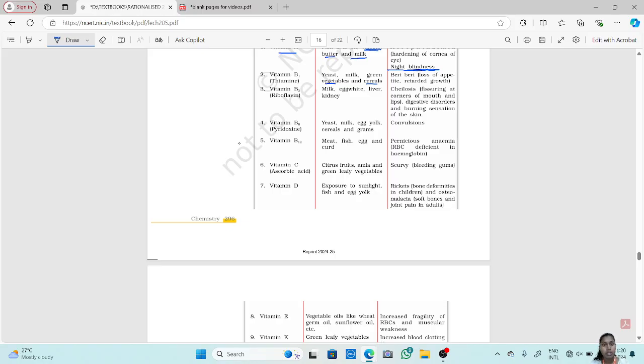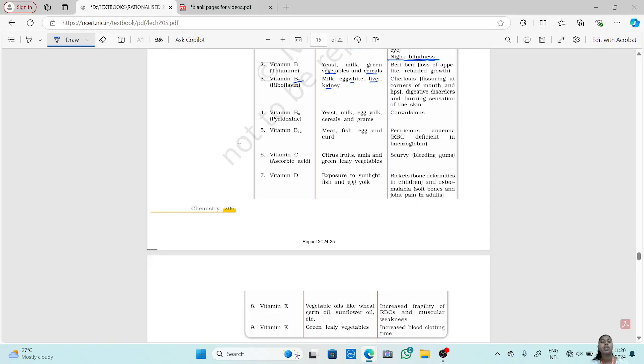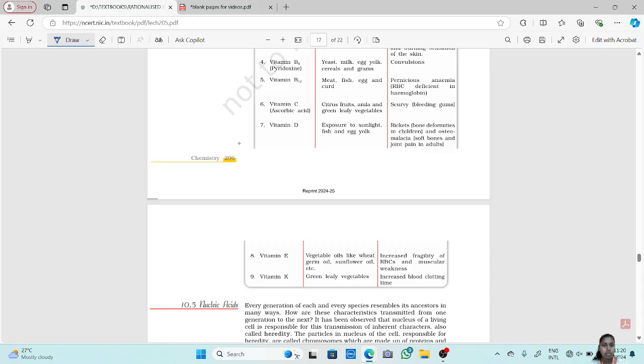Next is riboflavin or vitamin B2, which we can get from liver, kidney, egg whites. The disease that is caused is cheilosis, which is fissuring at the corner of the mouth and lips. Here you can get burn-like sores, digestive disorders, and a burning sensation on the skin. Now next is pyridoxine or vitamin B6. The main sources are egg yolk, cereals. The deficiency causes convulsions, which are very rare.